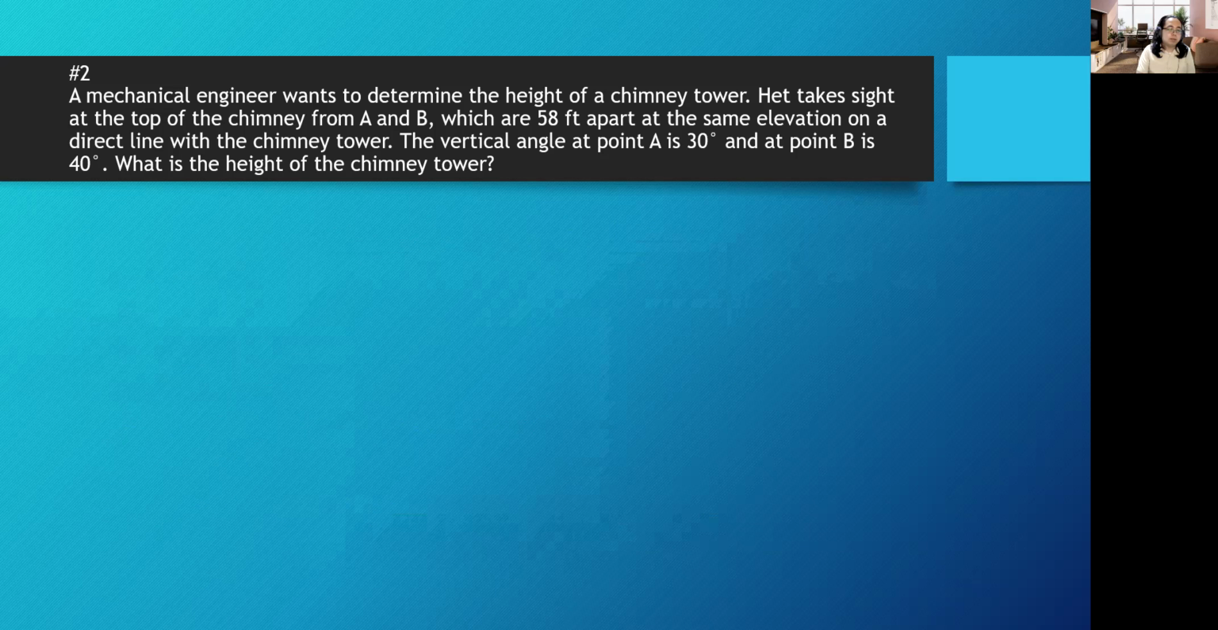For the second problem, a mechanical engineer wants to determine the height of a chimney tower. He takes sight of the top of the chimney from A and B, which are 58 feet apart at the same elevation on a direct line with the chimney tower. The vertical angle at point A is 30 degrees and at point B is 40 degrees. What is the height of the chimney tower?